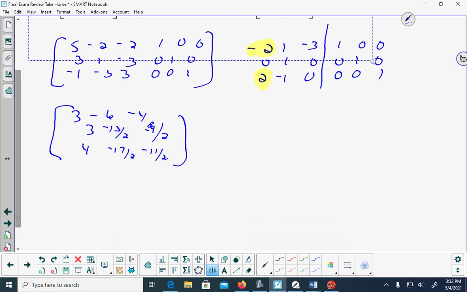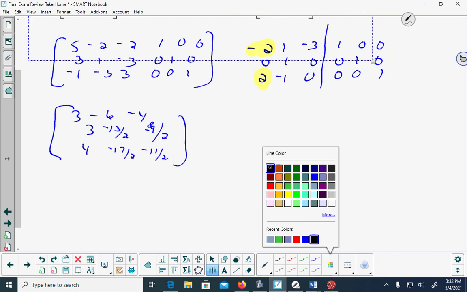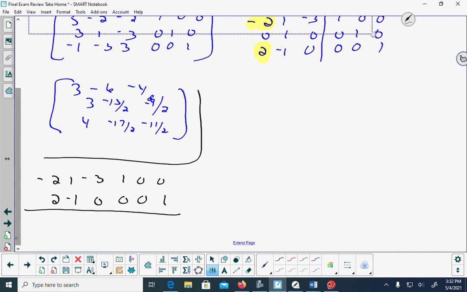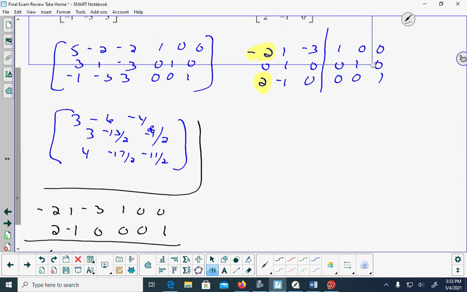So when I do that, we'll just go down here behind this one. I'm going to have negative 2, 1, negative 3, 1, 0, 0. Remember, you have to bring the entire row with you. 2, negative 1, 0, 0, 0, 1. And when I add these, I get 0, 0, negative 3, 1, 0, 1. So that's going to be my new row 3.